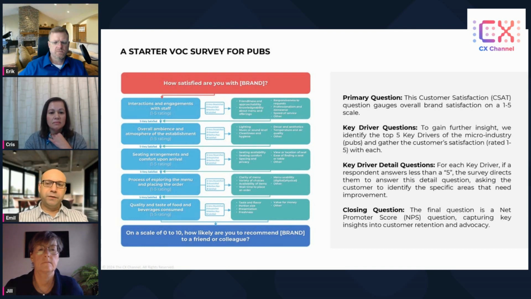Then for each of these key driver questions, based on what customers talk about, we selected the top 5 details. For example, for the first question, interactions and engagements with staff, key details are friendliness and approachability, knowledgeability about menu and offerings, responsiveness to requests, professionalism and demeanor, and speed of service. And these are the top 5 detailed questions that customers talk about.